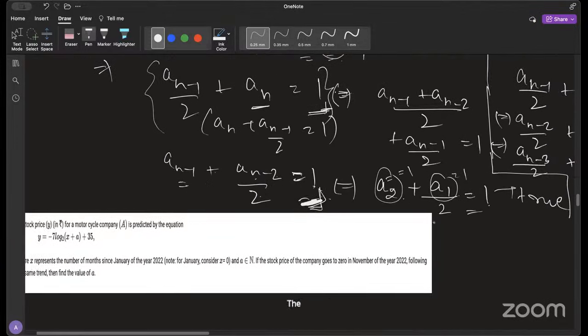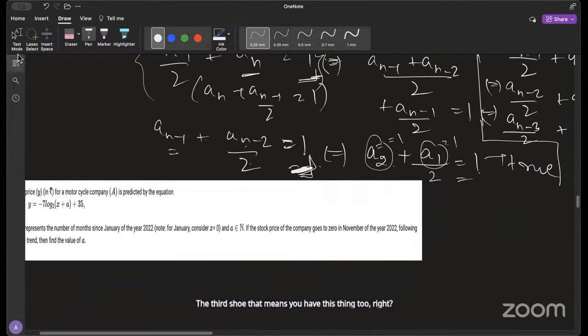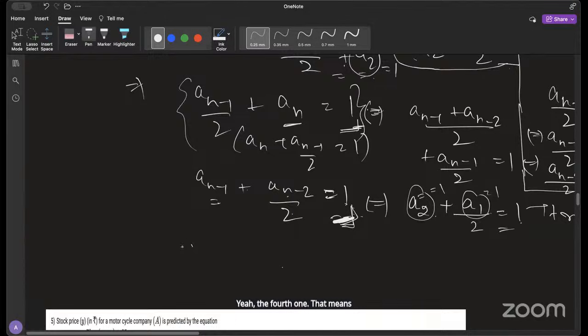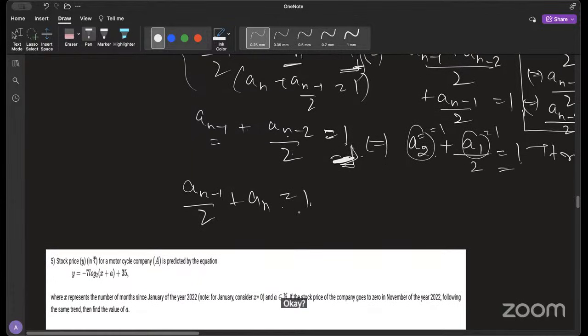The third's true, that means you have this thing true, right? This one's the fourth option. Yeah, the fourth one. That means you have this thing true: a_{n-1}/2 + a_n is 1, right? Correct, yeah.